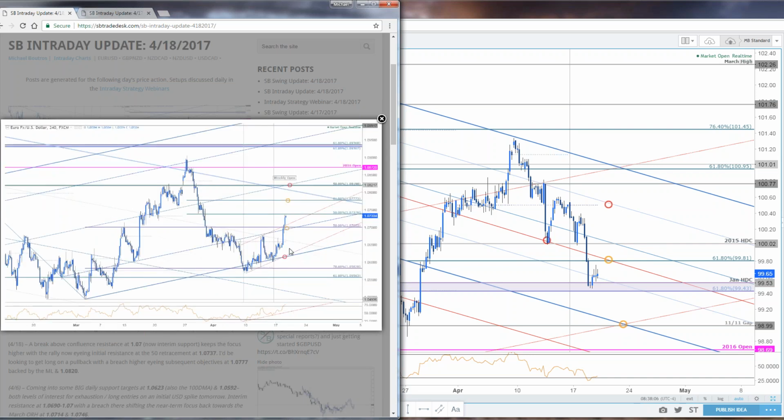Here's what the 240-minute looks like. Even within the confines of this ascending channel, remember, ascending slopes that break to the upside typically are going to be the sharpest part of the rally. Descending slopes that break to the downside typically will be the sharpest part of the sell-off. So certainly we broke to the upside.